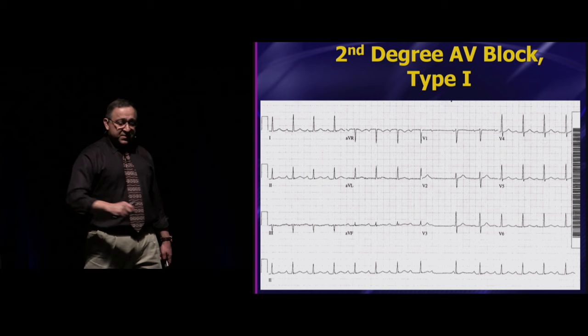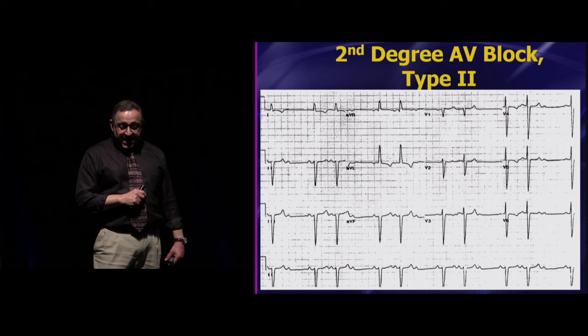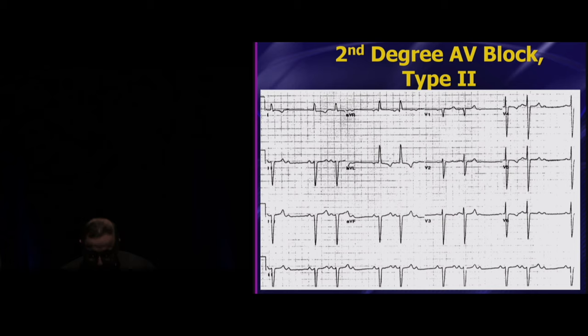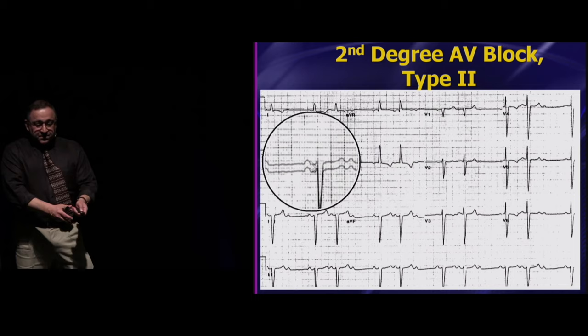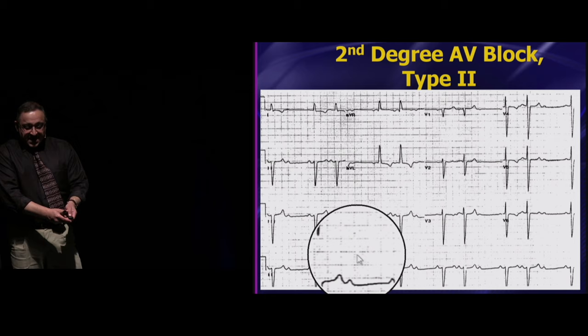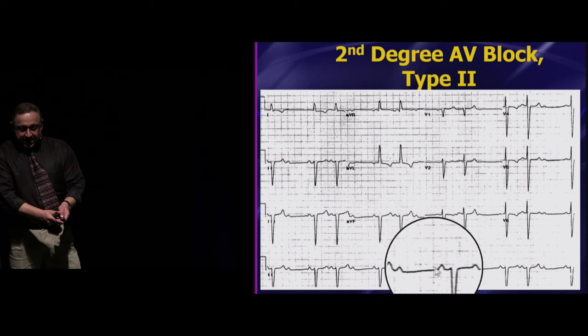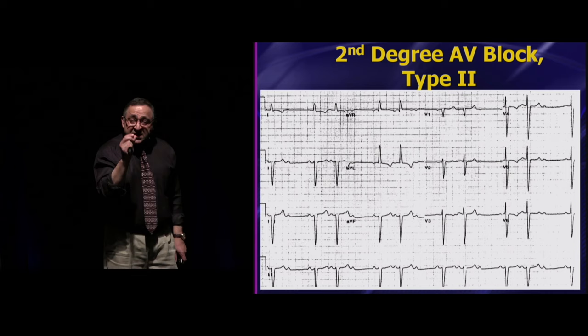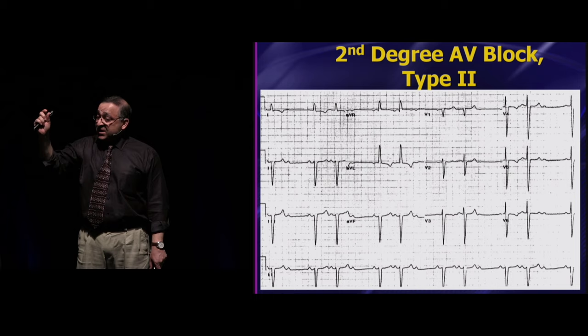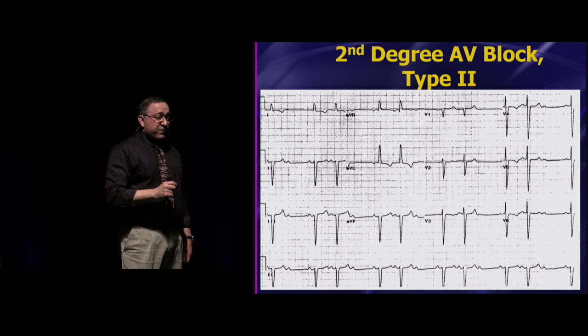Mobitz 2 means all of your PRs are absolutely constant. So all of your PR intervals have to be absolutely constant. You'll notice that your PR interval there is exactly the same as that, exactly the same as that, and that, and that. And so all of your PRs are constant. If you see even one PR interval on the entire rhythm strip change, you just ruled out Mobitz 2. That's how strict the definition is for Mobitz 2, all right?